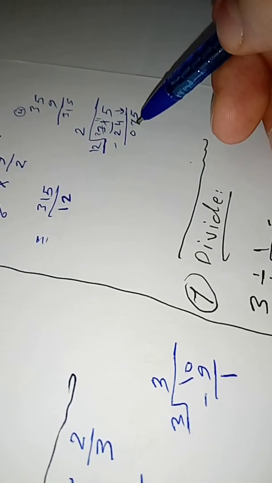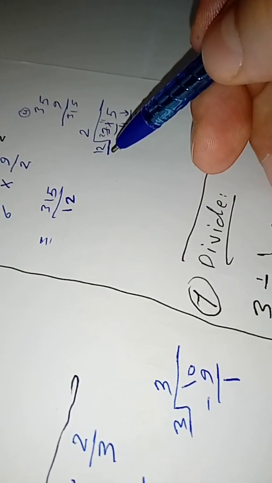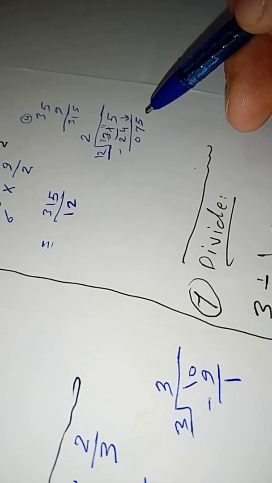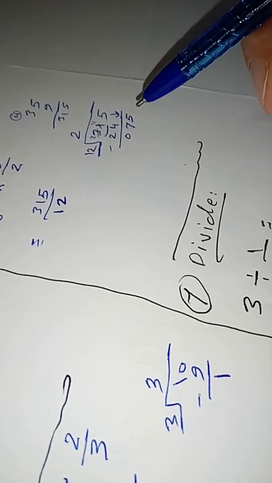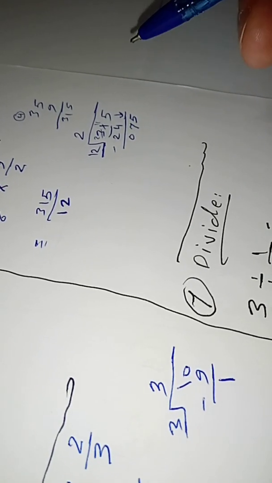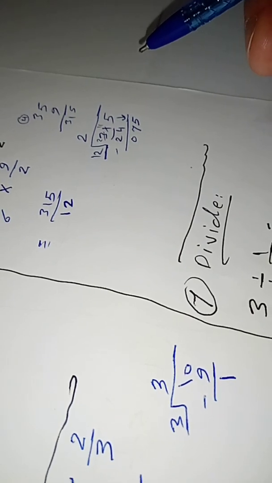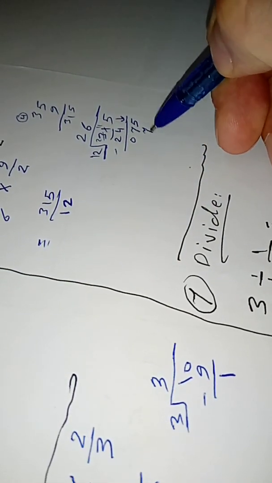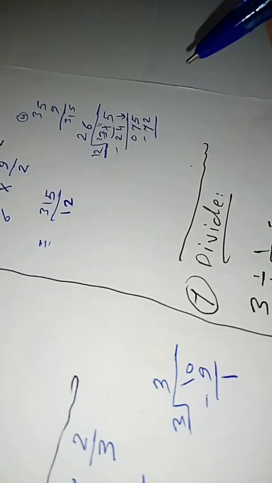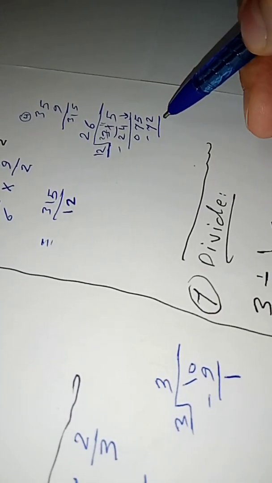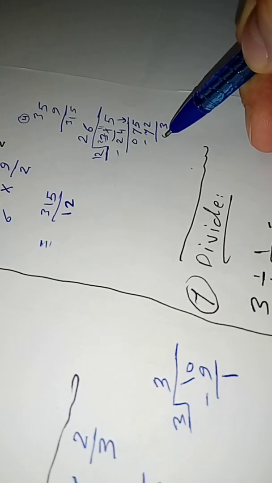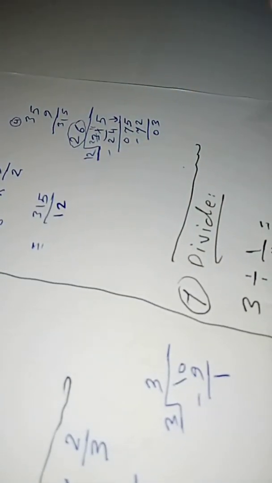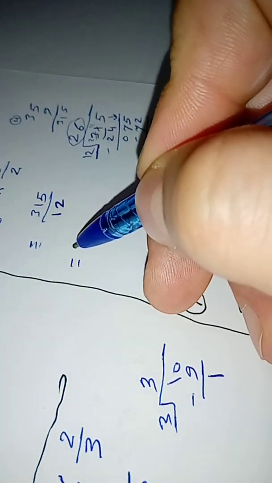75. Now 75 divided by 12. Which number times 12 equals 75 or less than? 6 times 12 will be 72. The nearest number. Now 5 minus 2 will be 3. 7 minus 7 will be 0. Now this is the quotient. The quotient here will be the whole number 26.